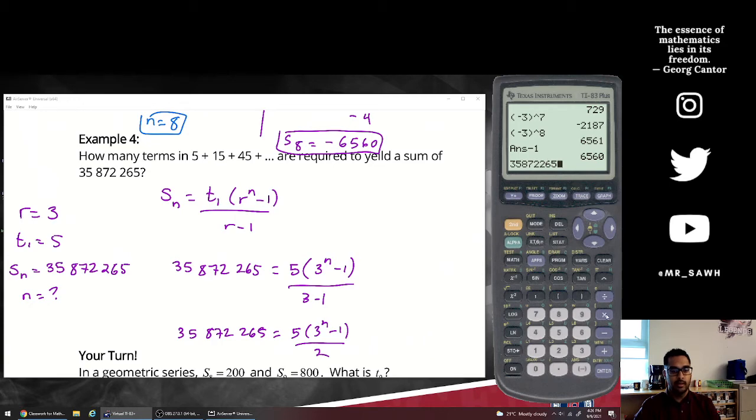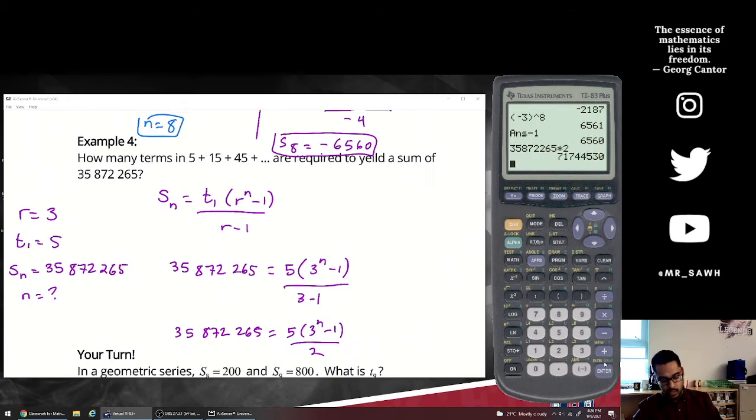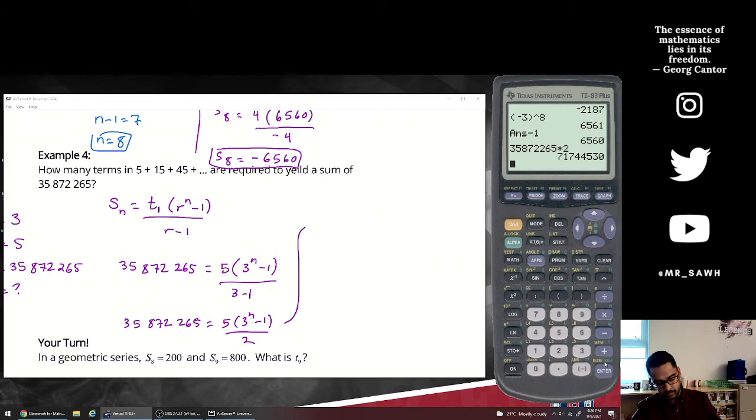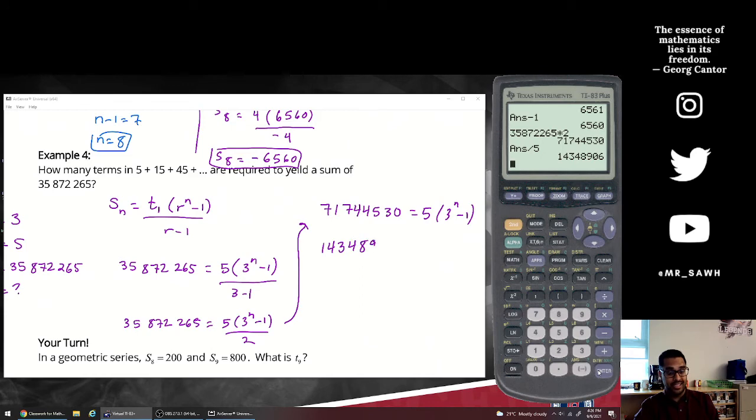So 35,872,265. Double it. So you get a real large number now. So 71,744,530 equals 5 times 3 to the n minus 1. So divided by 5 to cancel out the 5 on the right side. So 14,348,906 equals 3 to the n minus 1. Add a 1 to both sides.